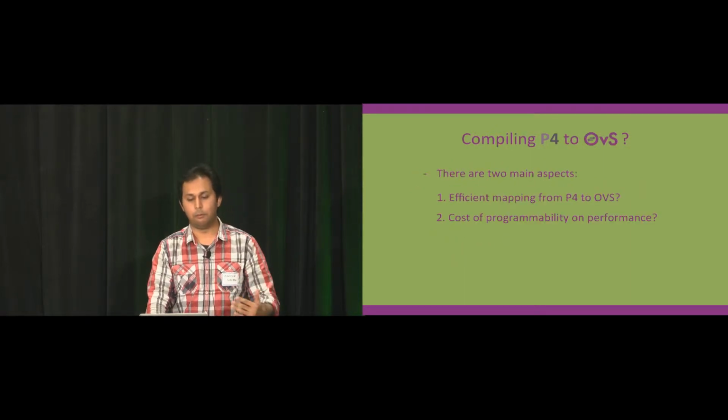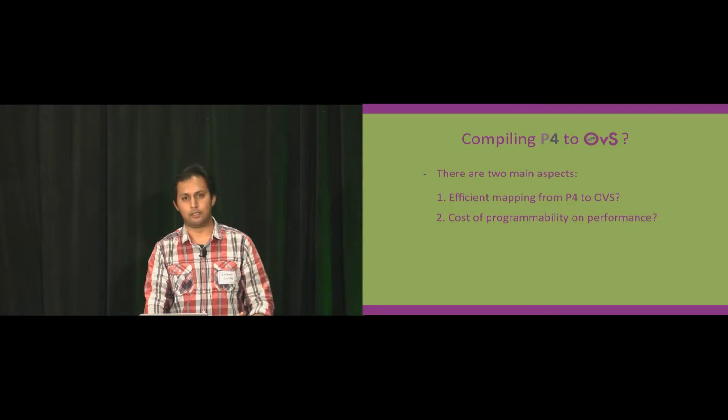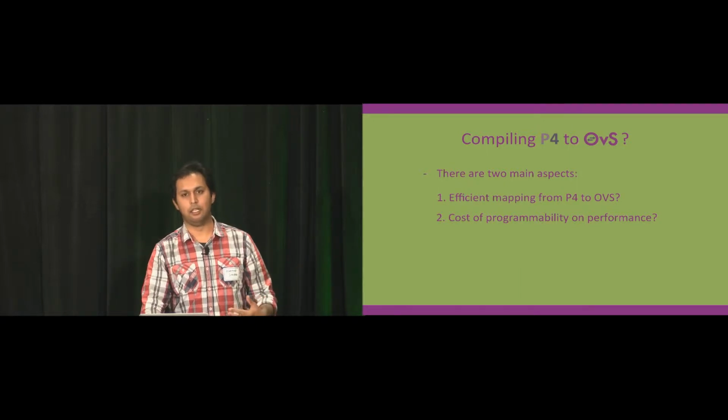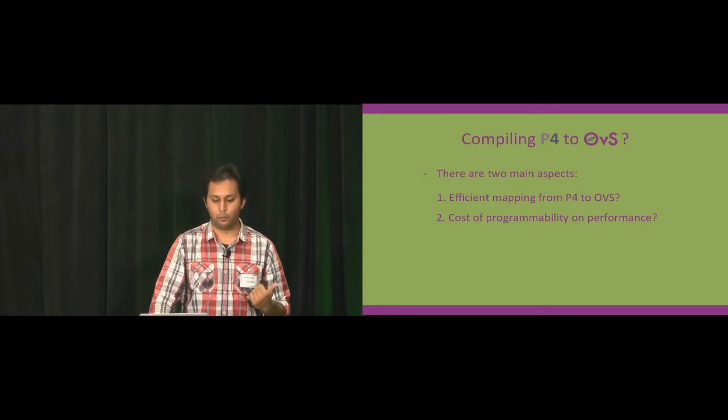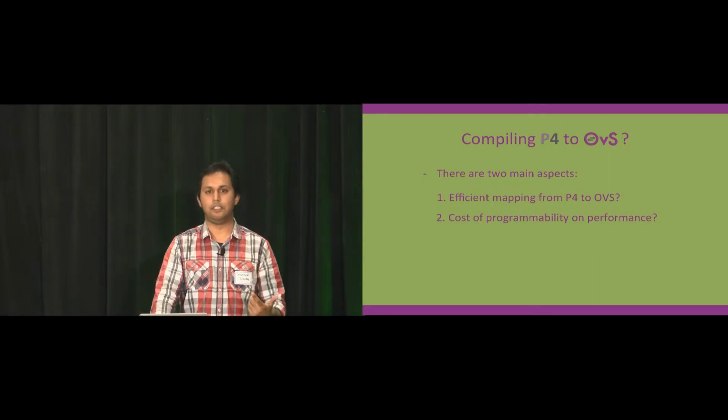Okay, so if we are going to use P4 as a high-level language, then we need a compiler. We need to compile P4 to OVS. And there are two main things you have to look out for when you are building a compiler. One is: is there an efficient mapping from P4 to OVS?